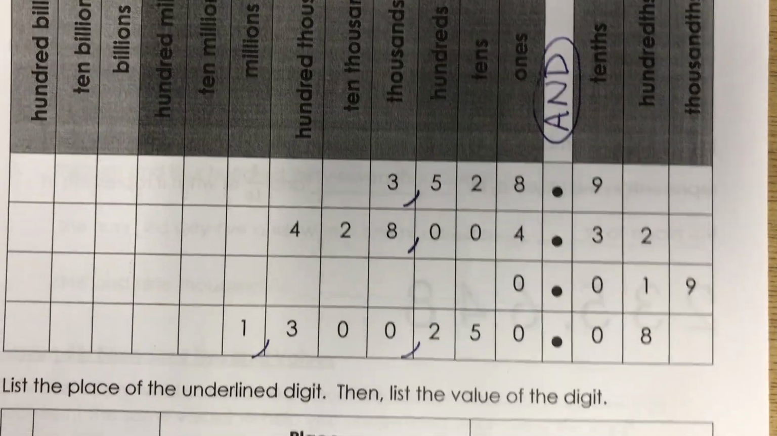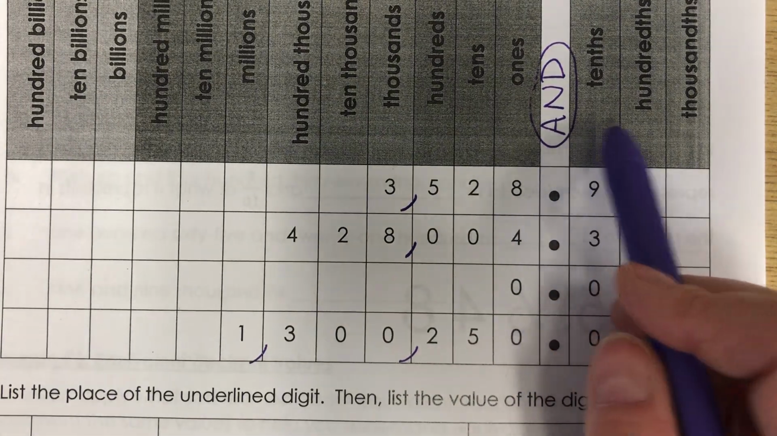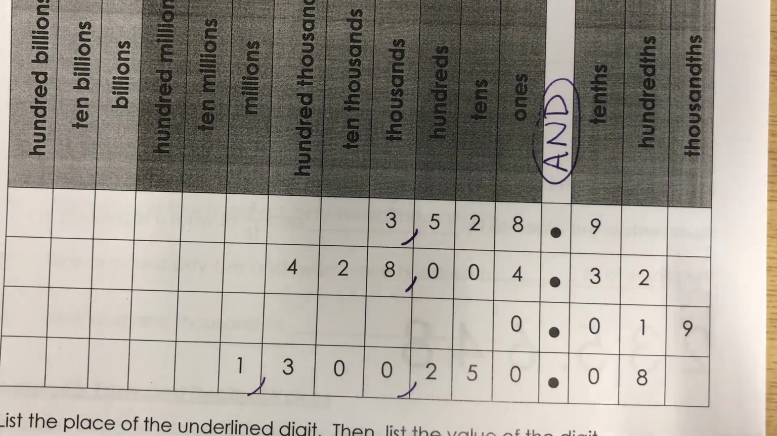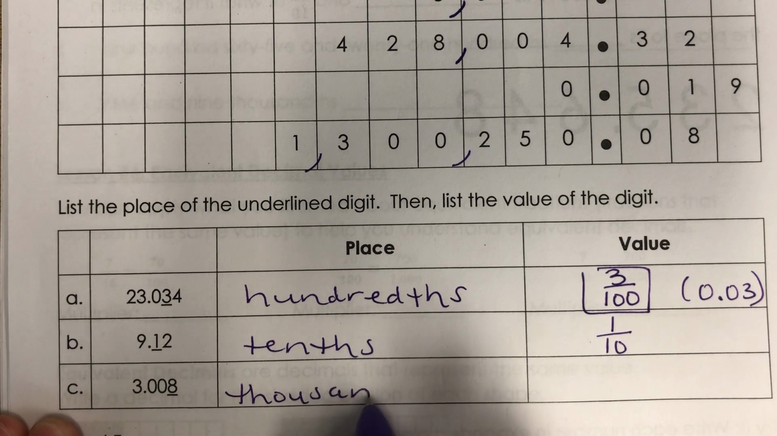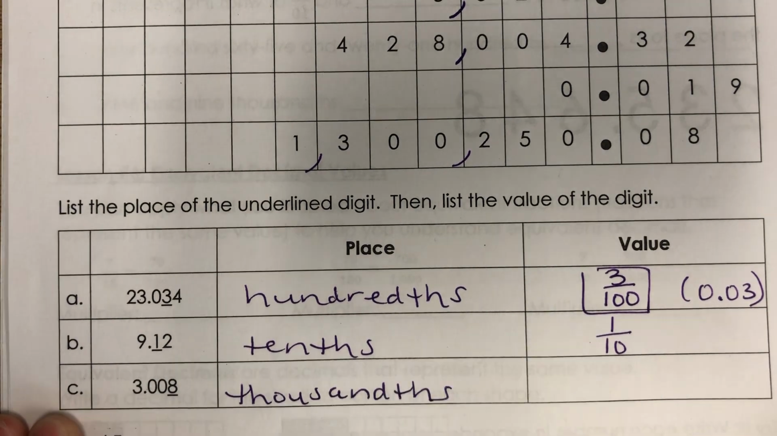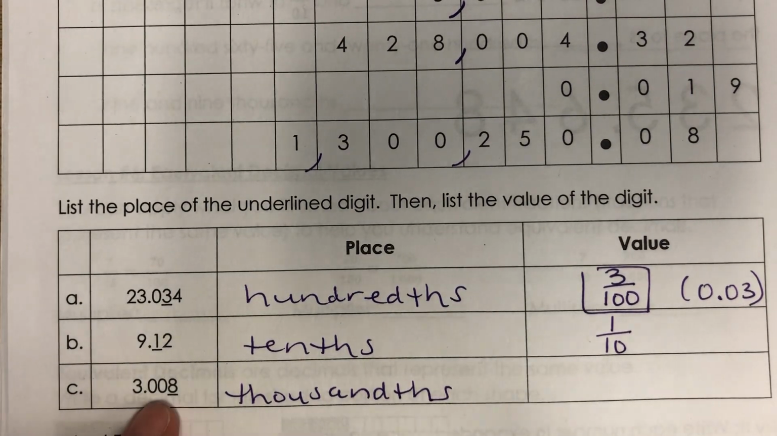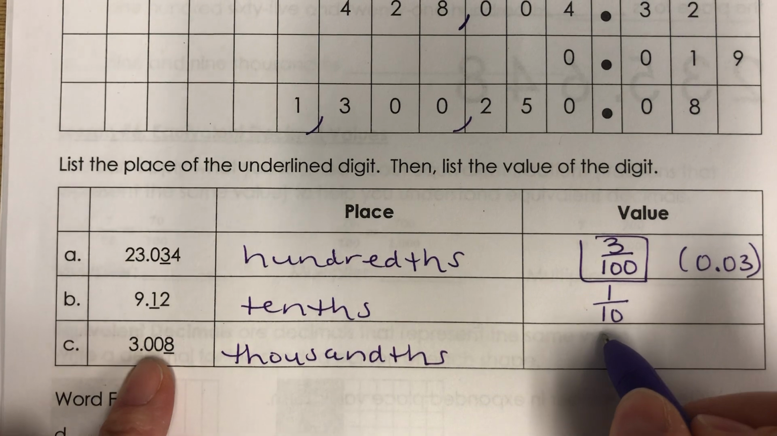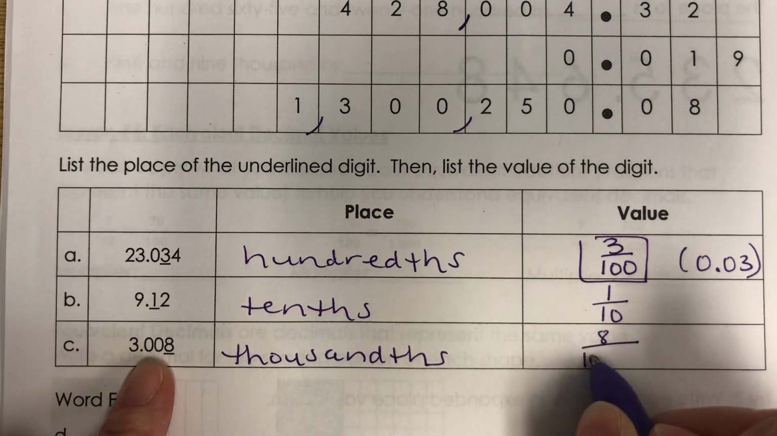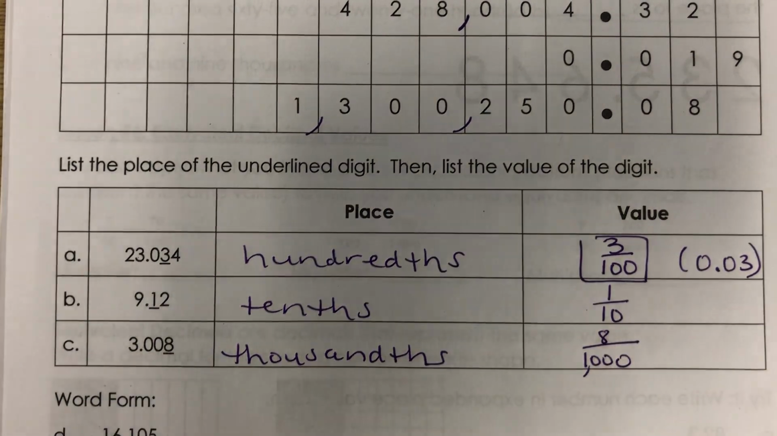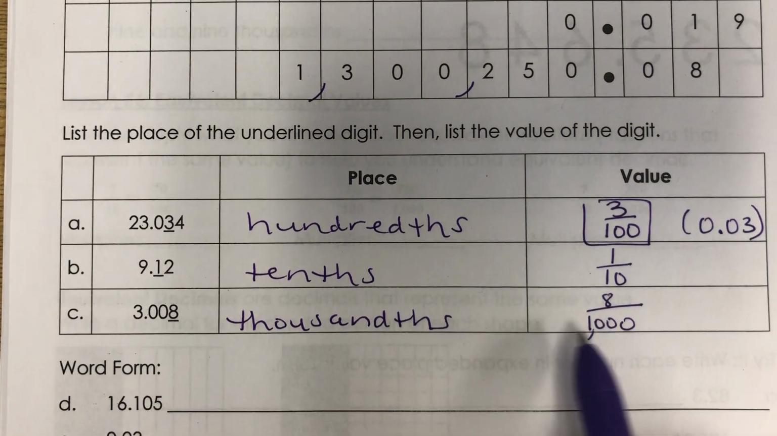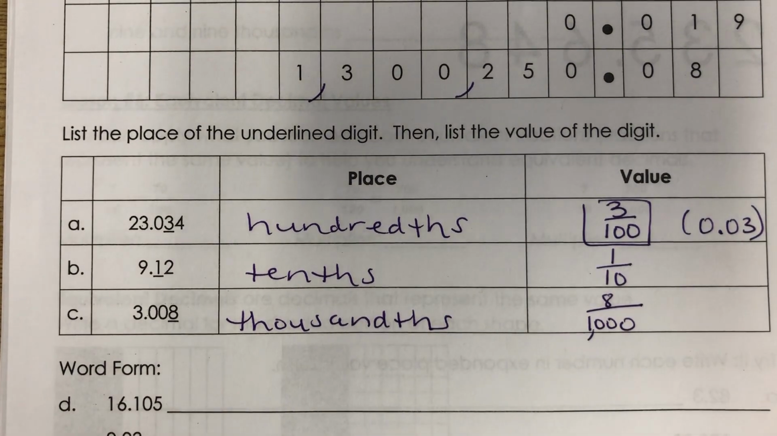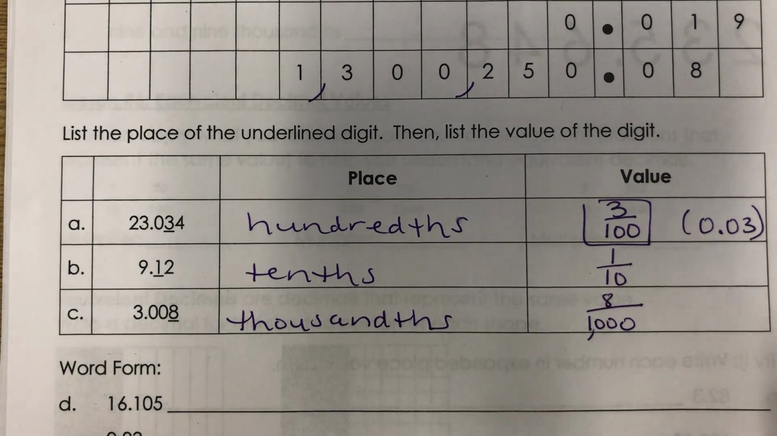All right, here I have an 8, and it's in the place that is 1, 2, 3 places to the right of the decimal point. And up here, here's our decimal point. 3 places to the right of the decimal point is the thousandths place. So I'm going to write thousandths. Okay, and if the 8 is in the thousandths place, that means it is worth 8 thousandths. It's not worth 8,000. It's worth a lot less than that. It's worth 8 thousandths.